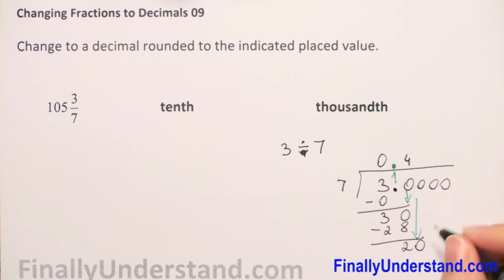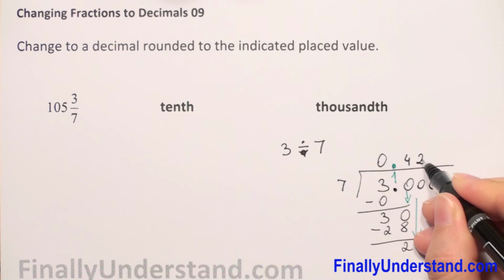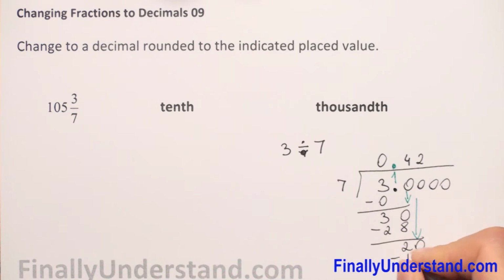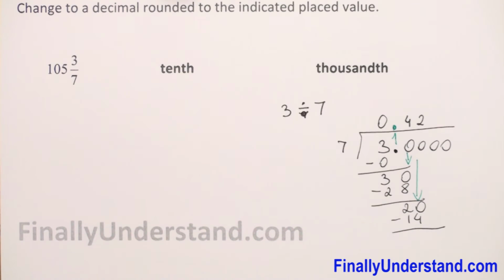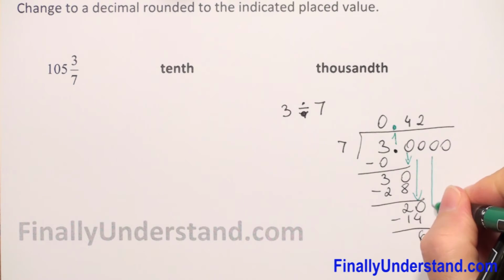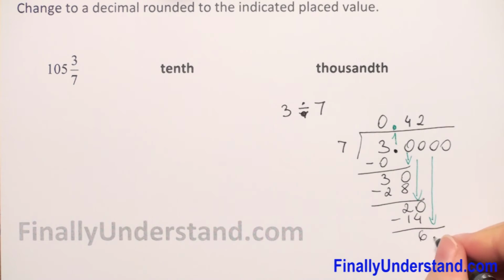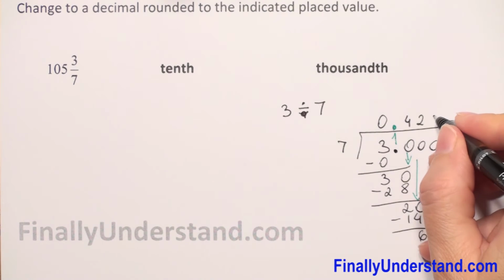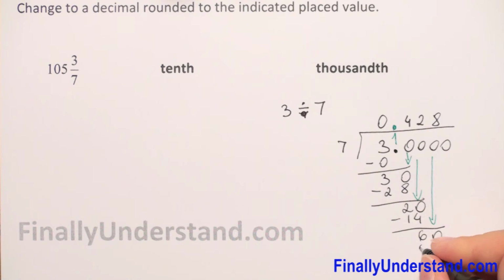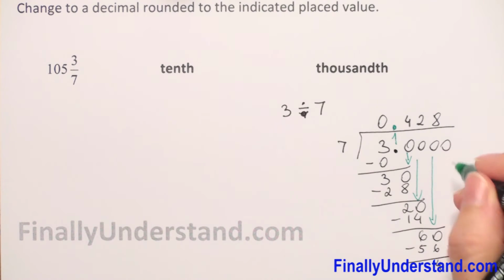So we have 20 divided by 7 is 2. 2 times 7 is 14. Subtraction again. 20 minus 14 is 6. And we take down the next digit. So we have 60 divided by 7 is 8. 8 times 7 is 56. Subtraction. 60 minus 56 is 4. We take down the next digit.